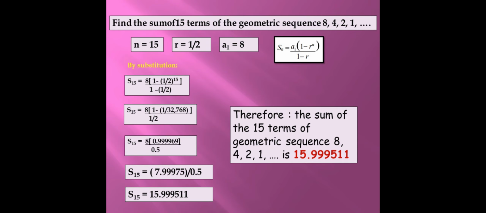So, pwede nang isulat na 15.9. Okay? Huwag lang yung 16, no? So, 15.9, kailangan merong decimal tayo. Okay? Pwede rin 15.99. Okay? So, that's how to find the sum of the terms of geometric sequence. Okay, so let's proceed.